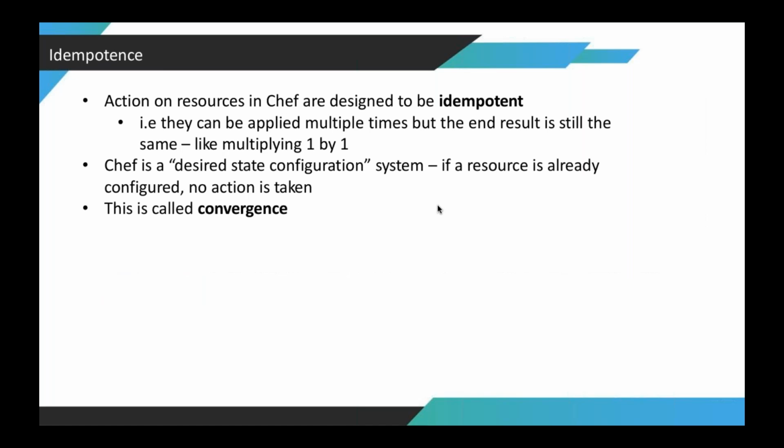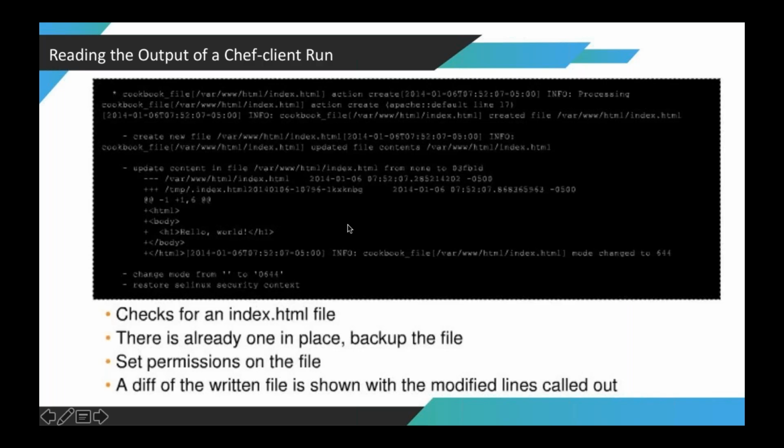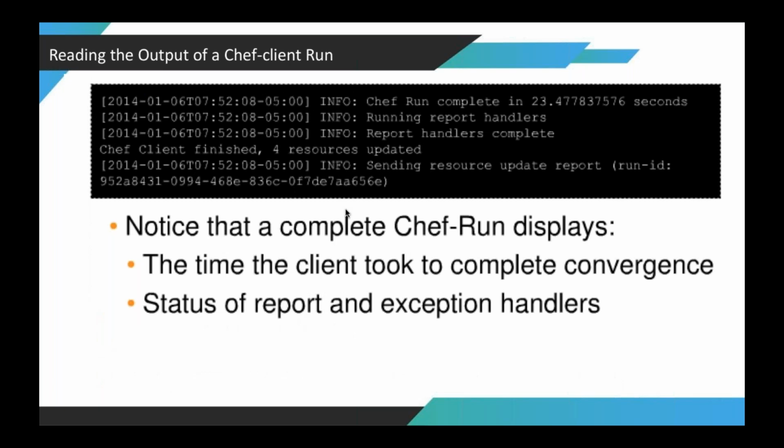We already talked about idempotence, that we can keep on running the Chef client again and again, but no changes will be implemented because Chef is idempotent in nature. So we can run the Chef client as many times as we want, but it's not going to implement any changes. I will show you the output when we run the Chef client, and then we are going to discuss it.